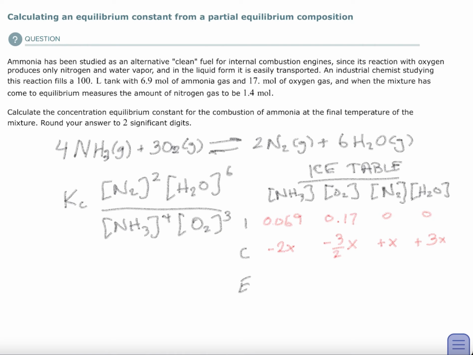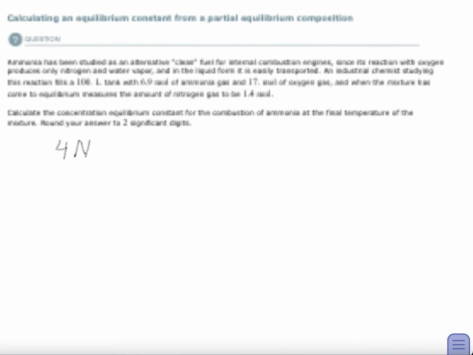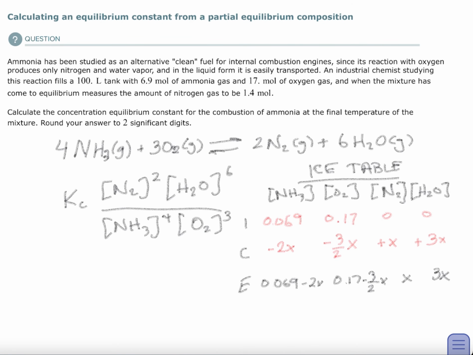Now the nitrogen is being produced. That's your x. Think of it as what's being made is the nitrogen. And then how much faster is water being made than nitrogen? 3 times faster, because 2 moles of nitrogen are being produced and 6 moles of water. So that's your hard step. If you know that, then I'm just going to fill in the rest: 0.069 minus 2x, 0.17 minus 3 halves x, then nitrogen is plus x, and water is plus 3x.